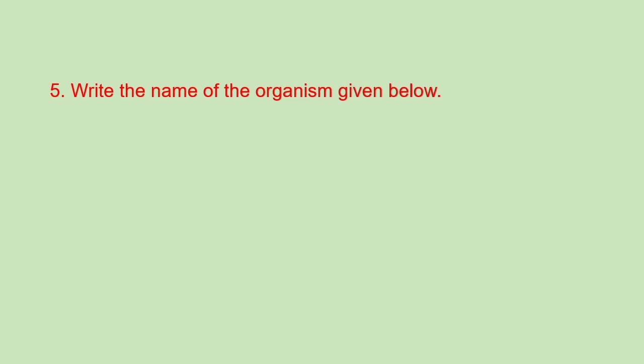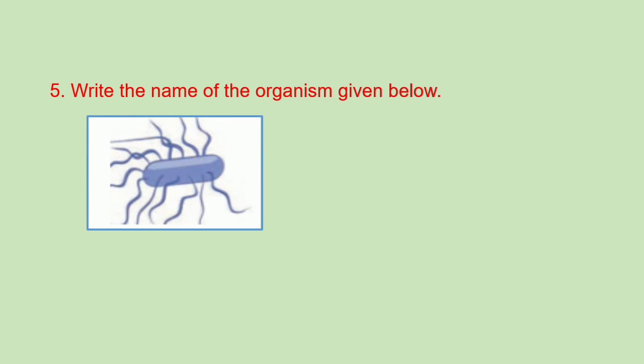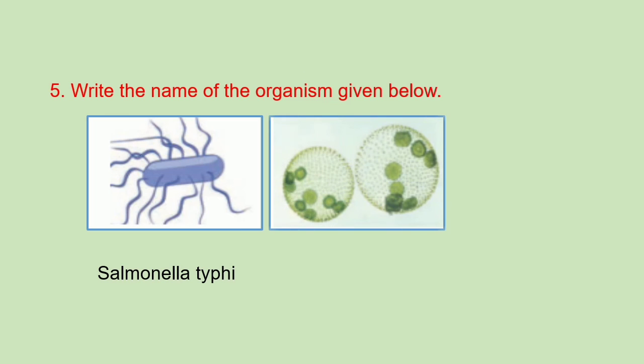Question number 5. Write the name of the organisms given below. Here we can see the picture of Salmonella typhi and the second organism is Volvox.